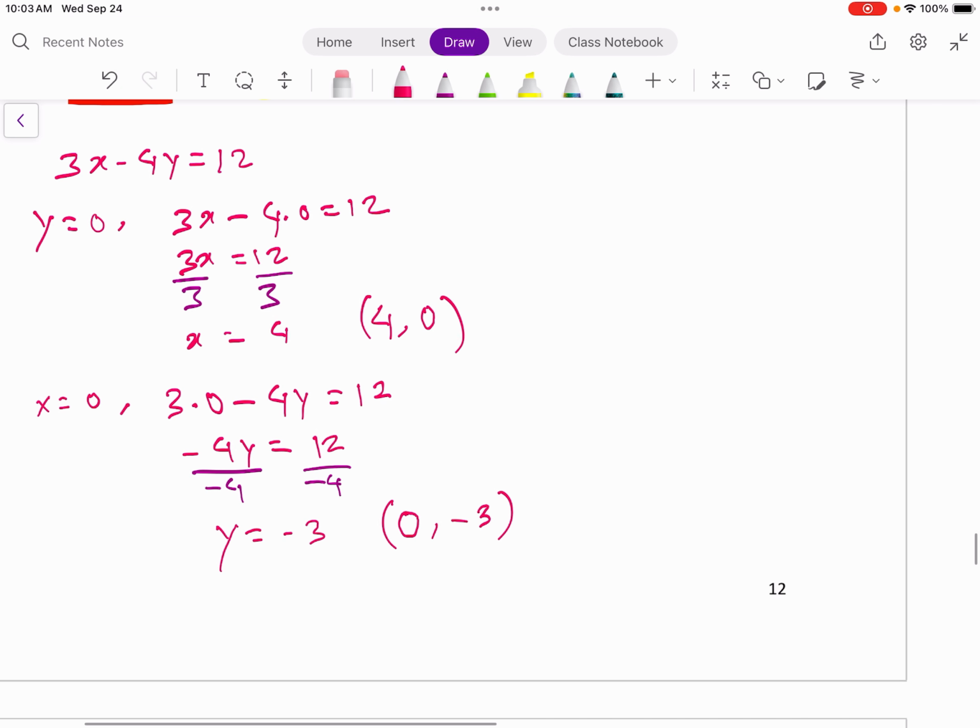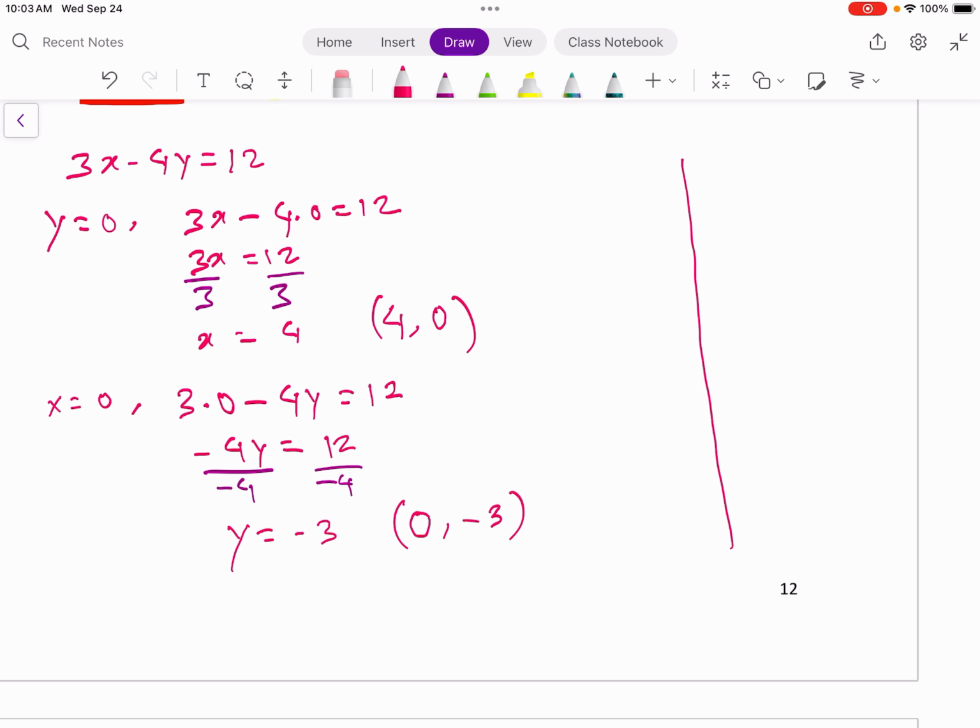Okay, now let's go ahead and graph this. So we have the x-axis, the y-axis, and the origin. Now let's graph this x-intercept (4, 0). So this is 1, 2, 3, 4. So this is (4, 0), one point. Next point is (0, -3). So negative 1, negative 2, negative 3. These are positive numbers, these are negative numbers. So the next point, (0, -3), is on the y-axis. So we have 2 points.